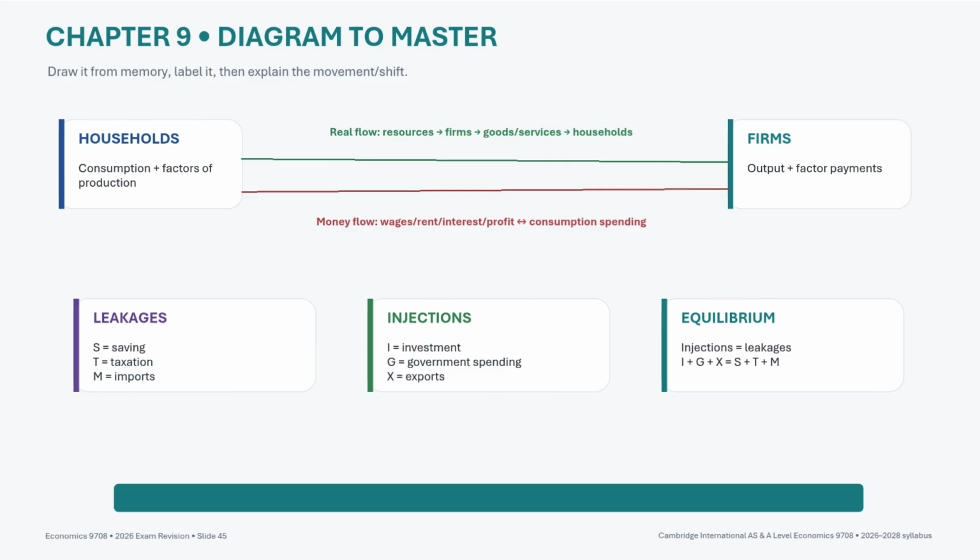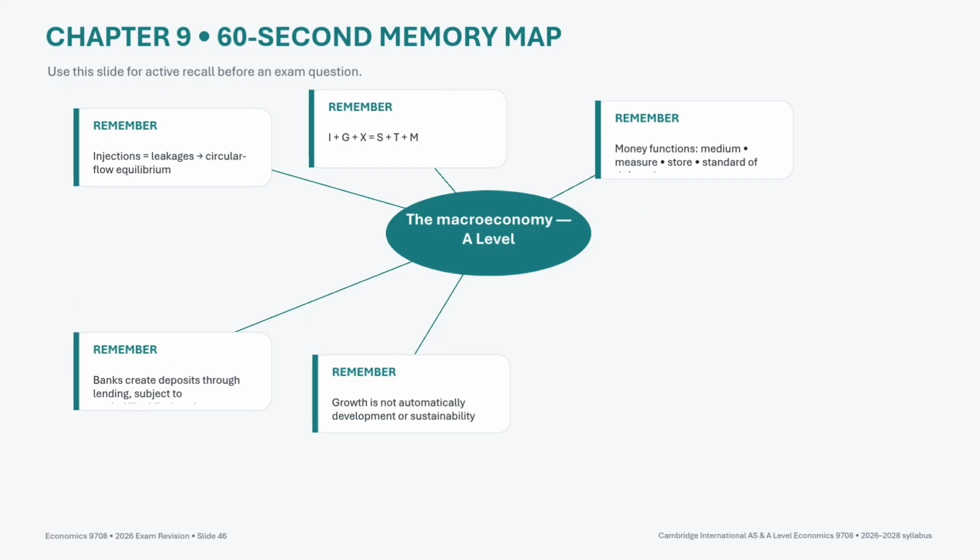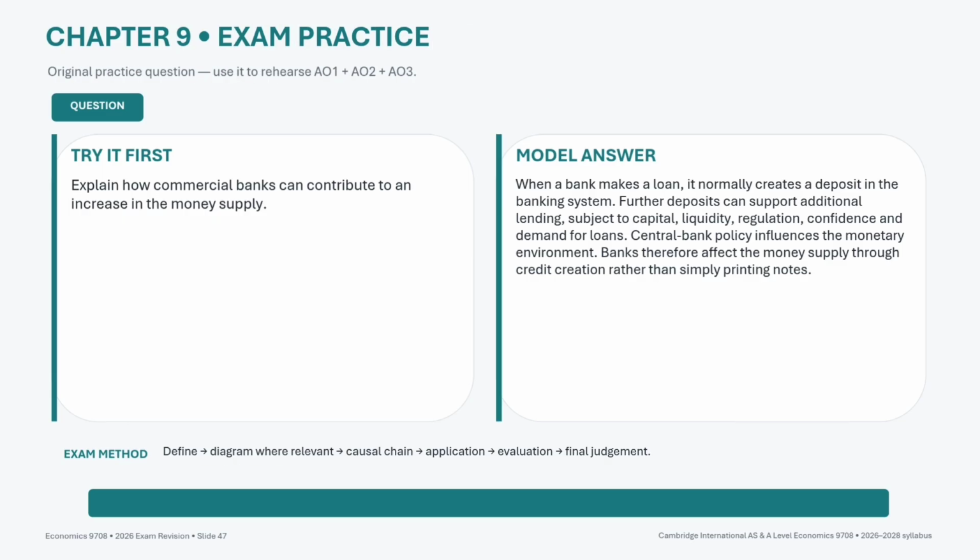The memory map gives you the main focus you should put on in this chapter. And you have a question on commercial banks in a model question and answer format. You can refer also to your past exam questions to be able to practice more.